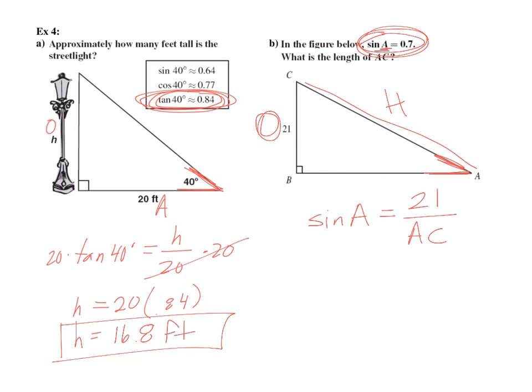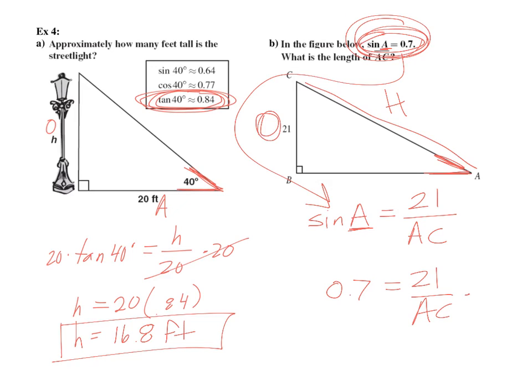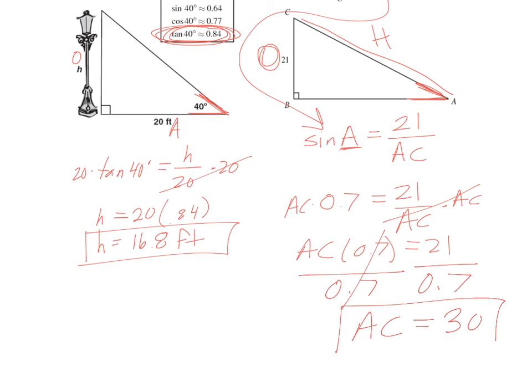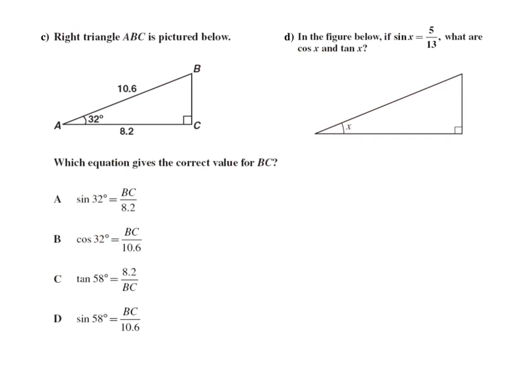Now what do you do here? Well, I don't know what the angle measurement is, but they gave me this information here, so just substitute it in. So I have 0.7 is equal to 21 over AC. Multiply by AC on both sides. Cancels out. I get AC times 0.7 is equal to 21. Then I divide by 0.7. And AC is equal to 30. All right. Two more examples.